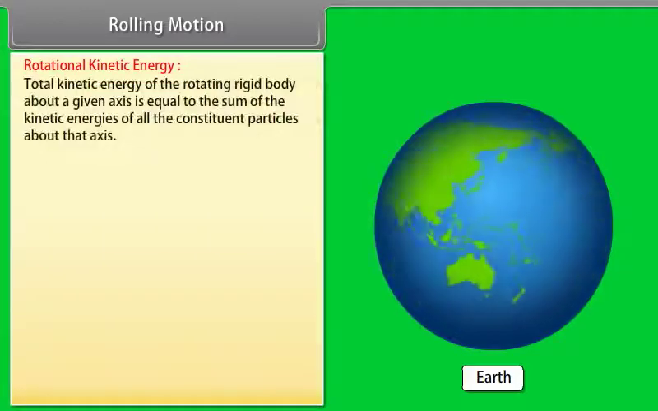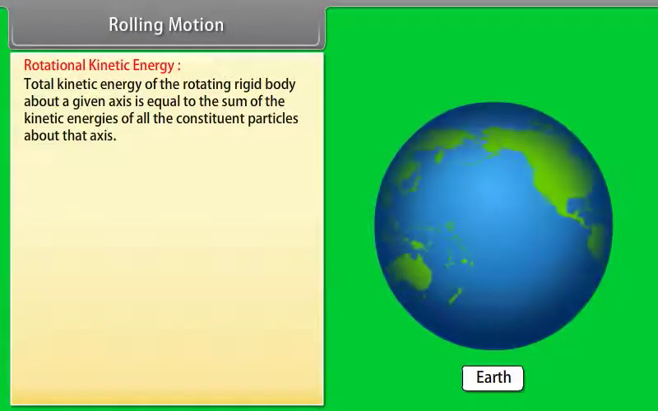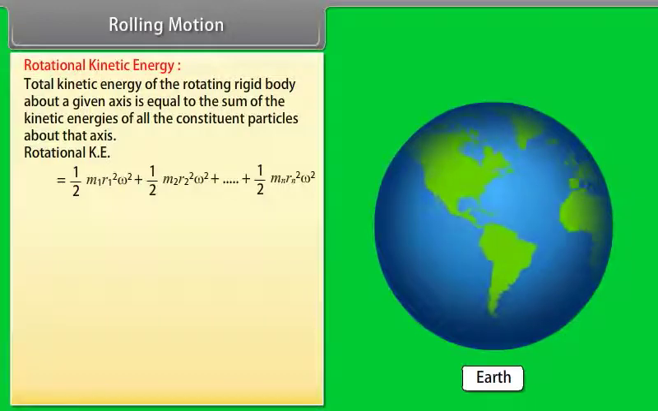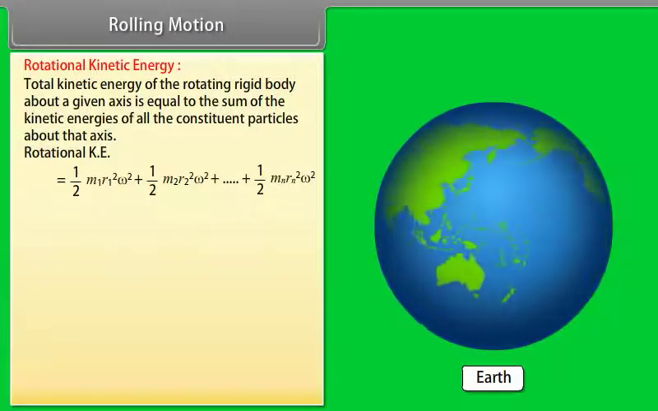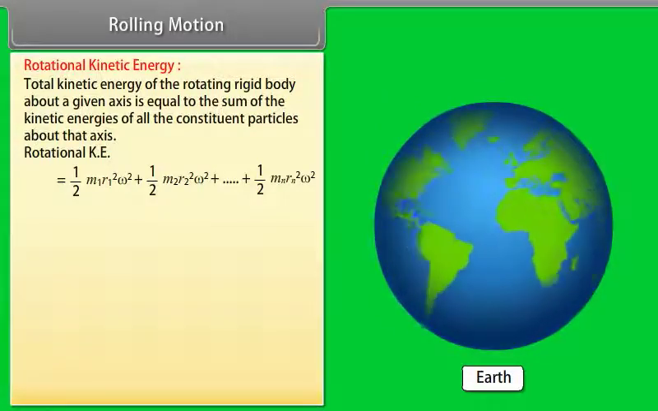Rotational kinetic energy. The total kinetic energy of the rotating rigid body about a given axis is equal to the sum of the kinetic energies of all the constituent particles about that axis. Rotational kinetic energy is equal to half m1 r1 squared omega squared plus half m2 r2 squared omega squared plus so on till half mn rn squared omega squared.